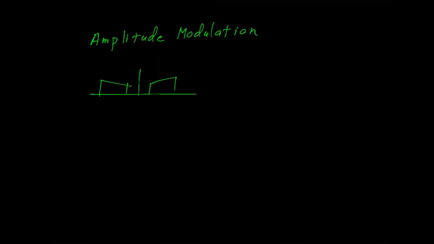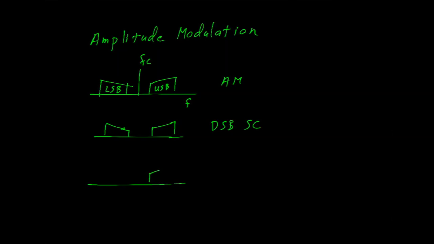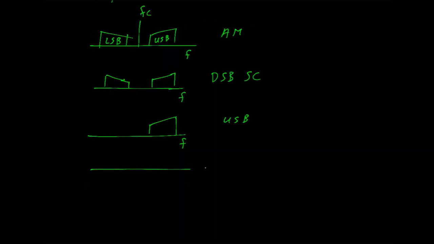From there, we explored amplitude modulation. And you'll recall that came in four different flavors. There was traditional AM, where we had the carrier and these wedges, known as the upper sideband and the lower sideband. Another form of AM modulation was double sideband suppressed carrier. So in this case, the carrier is no longer present. So this was conventional AM. This was double sideband suppressed carrier, upper sideband, and of course, lower sideband.